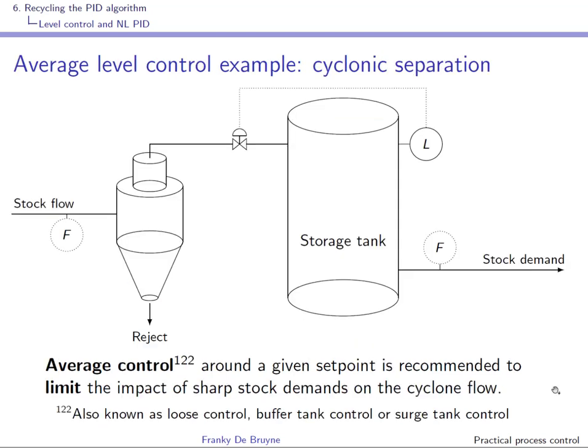The next example is an example of average level control. The stock flow coming from the stock preparation is going through several steps of cyclonic separation. This is to remove the heavy parts. These cyclones operate best when the stock flow through the cyclone is as smooth as possible, so no sudden changes in the stock flow through the cyclone is desired.